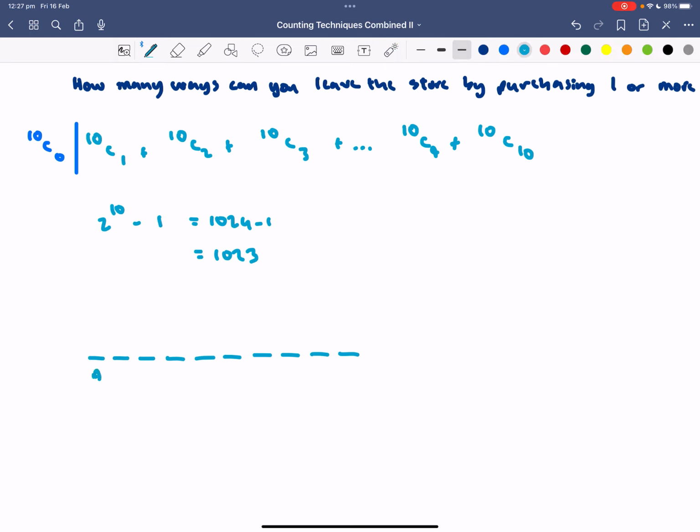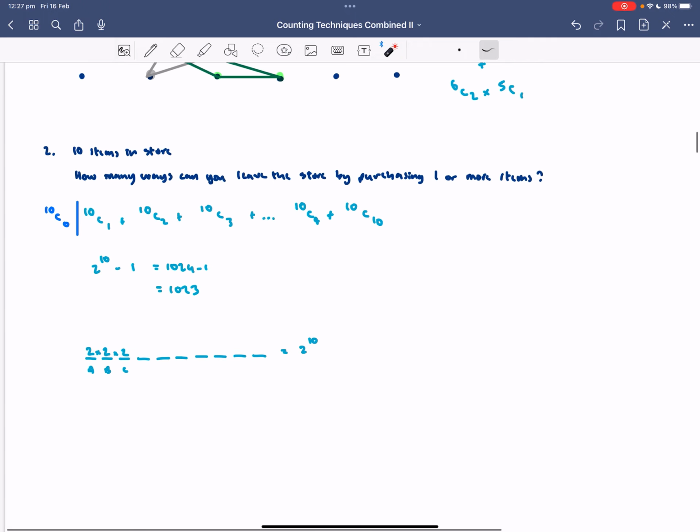You have the choice to buy or not buy. So you have two choices. When you get to item B, you have also two choices. When you get to item C, you also have two choices, etc. So eventually, you'll have 2 to the power of 10 different choices.